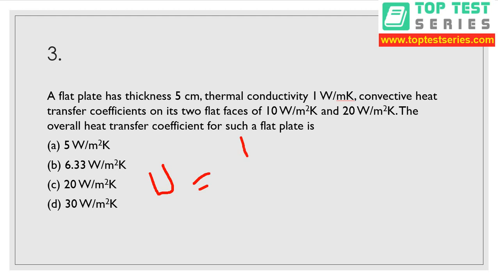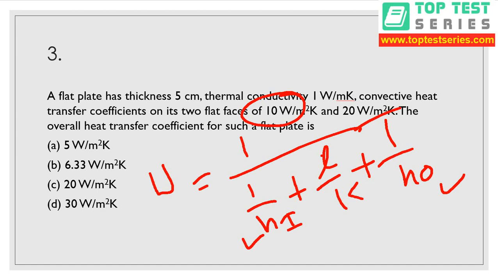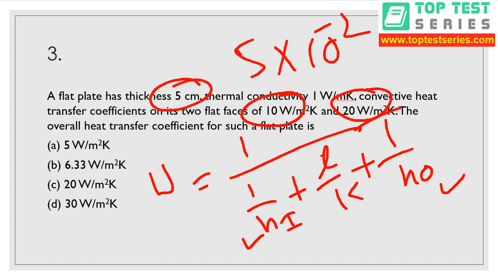U is equal to what? 1 by hi, that is inlet, plus L by K plus 1 by ho, that is outlet, right? Now guys, let me tell you, hi is 10, ho is 20, L is 5 centimeter, so we have to write 5 multiplied by 10 to the power minus 2, and K is 1 watt per meter Kelvin, as you can see here, right? Therefore my dear, solve this.